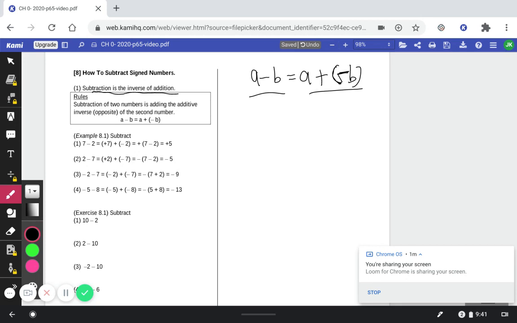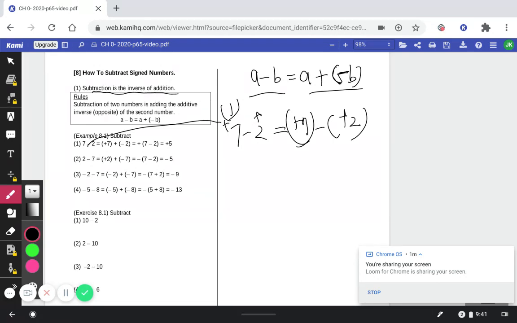So let's look at the example. Subtract. Number 1, 7 minus 2. No signs. That means all positive. So 7 minus 2 actually becomes positive 7 minus positive 2, because there is no sign, so you just add a positive. And then you use this inverse again. So that becomes positive 7, change the minus into plus, and then negative 2.